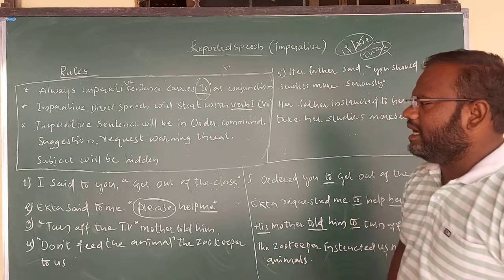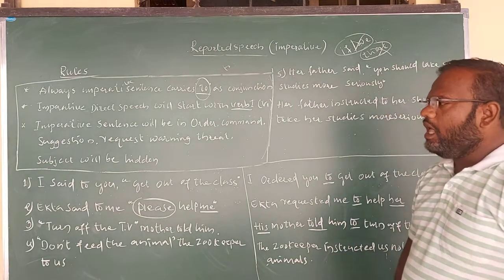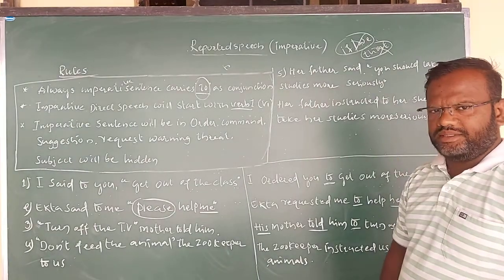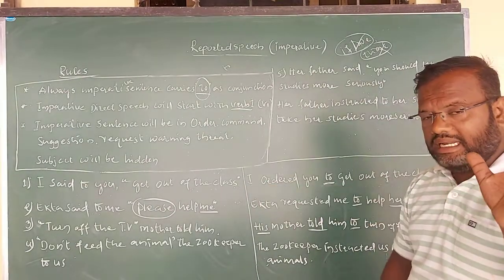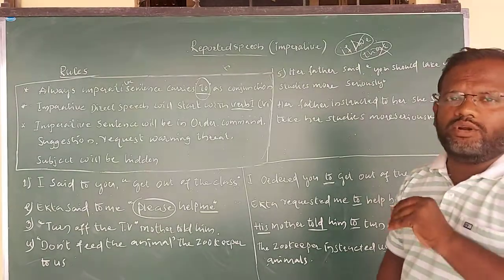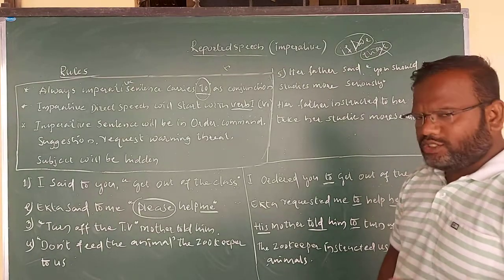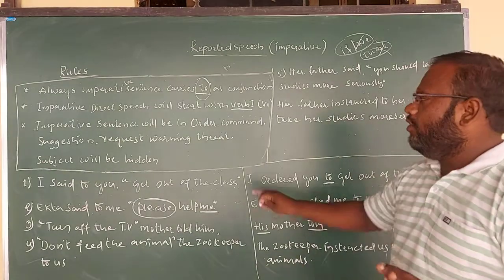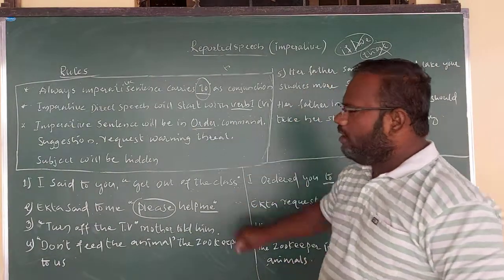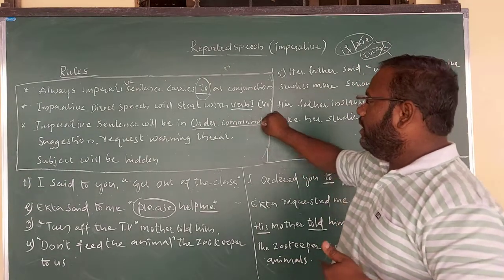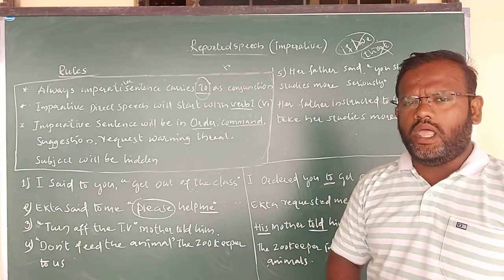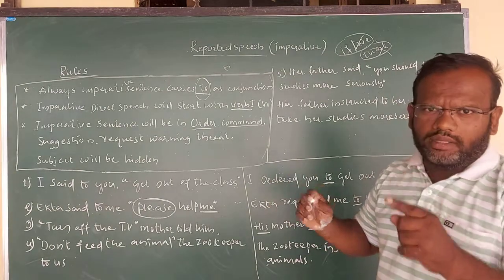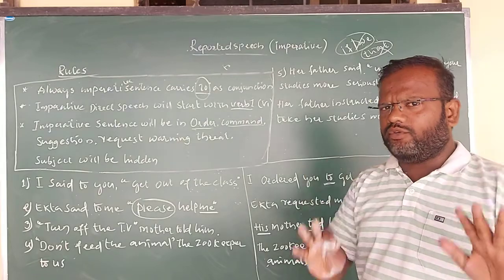Let's go with example number 1. I said to you, get out of the class. See, first let us try to understand the nature of the sentence. I said to you, get out of the class. So what sort of sentence is it? Whether the sentence of order, or commanding, or suggestions, or requesting, or a warning or giving a threat, that we have to understand.